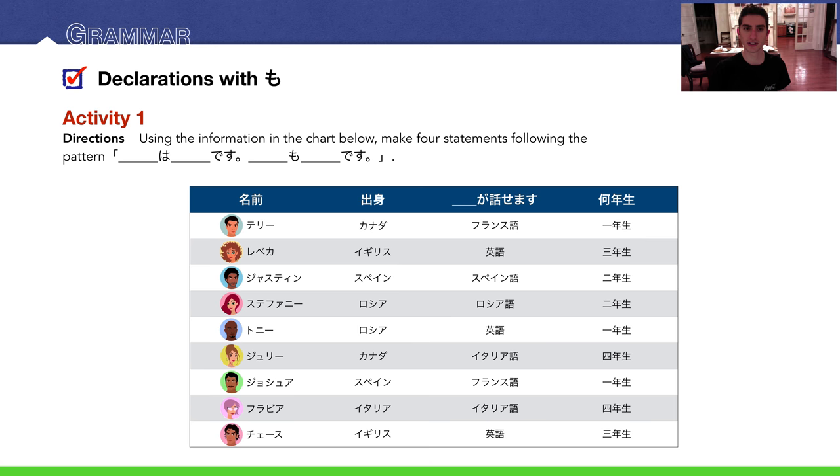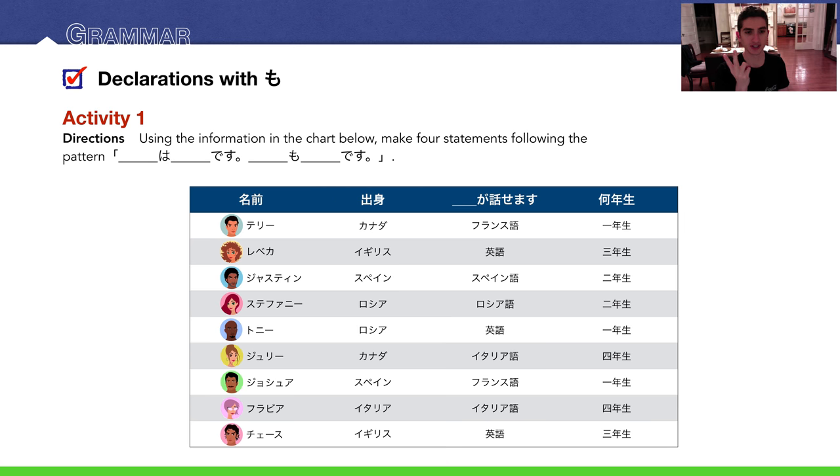We're going to make four statements, so let's start simple with Teddy. Teddy wa, Canada から来ました. Canada 出身です. Who else is from Canada on this list? Judy. Judy もカナダ出身です。 There's one. Number two. Let's just go down. Rebecca. Rebecca は、英語が話せます。 Who else speaks English on this list? Let's just pick the next one down. Tony. Tony も英語が話せます。 That's two.